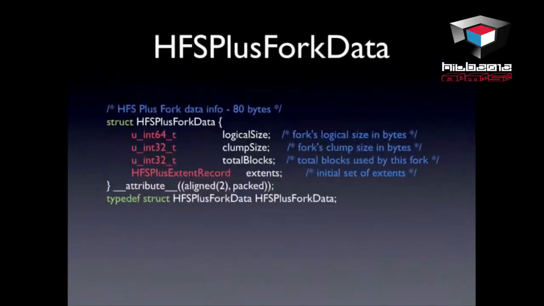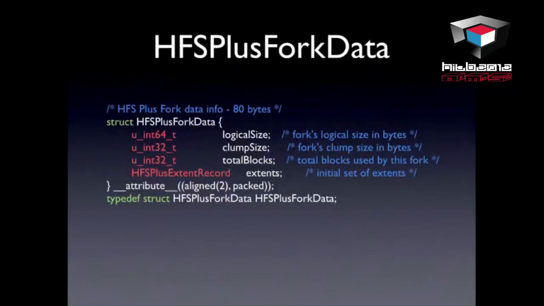The first member of this structure is the logical size of the fork. Then we have the clump size. I won't give you more details about that, because this is kind of complicated. The clump size, the extents, it's kind of complicated, so I won't give much detail about this. But one which is really interesting is the total blocks used by the fork.